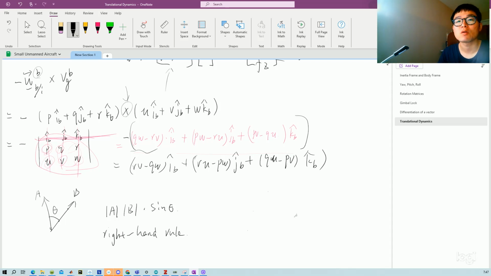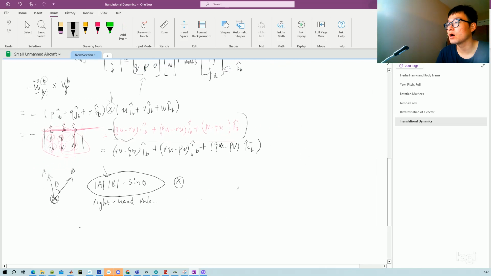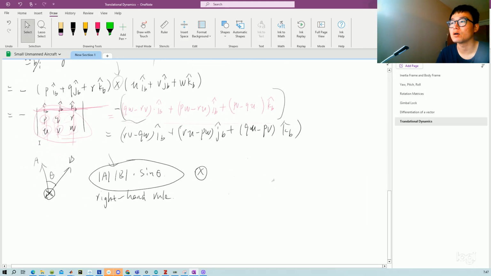In this case, we do cross product between vector A and B. The right hand rule is going from A towards B with a curl, and then your thumb will point to the direction of the result. So essentially it's pointing into the page. So in terms of magnitude, it is this one, and the direction is defined by the right hand rule.